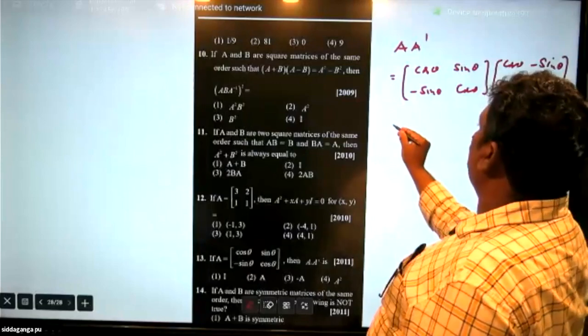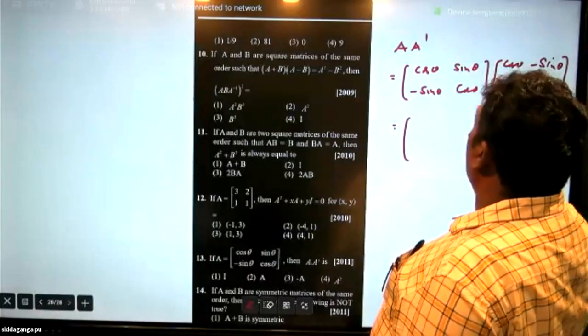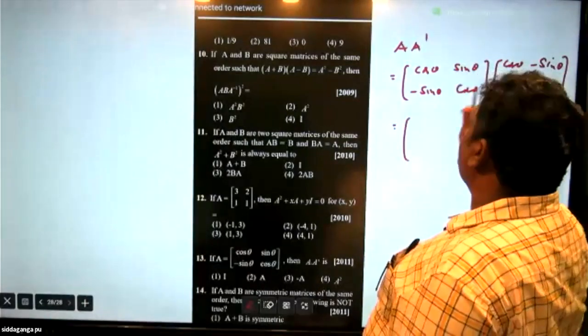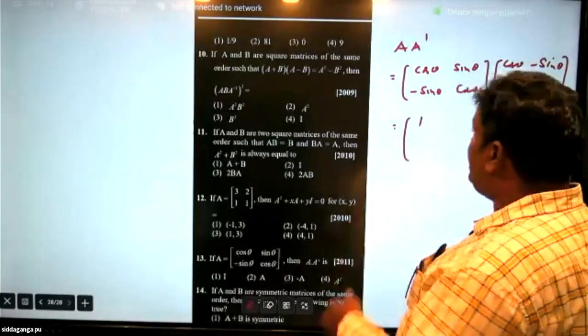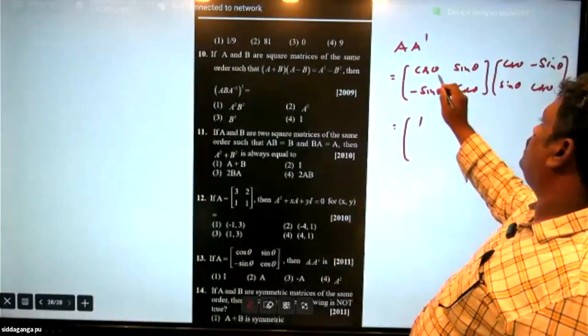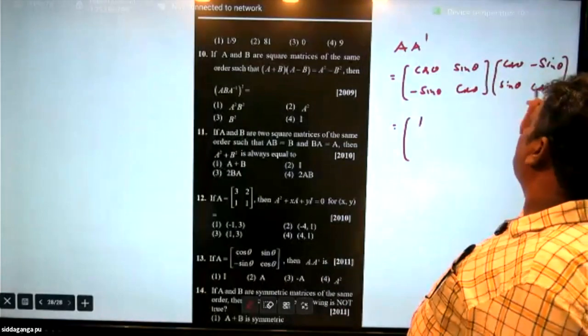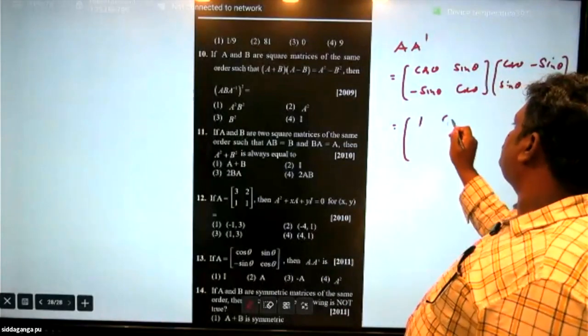Now we can find out this product. Here, cos theta into cos theta is cos square theta, sin theta into sin theta is sin square theta. Cos square theta plus sin square theta is nothing but 1. And again, first row and first column over: cos theta into minus sin theta plus sin theta into cos theta. One positive, one negative. This value is 0.